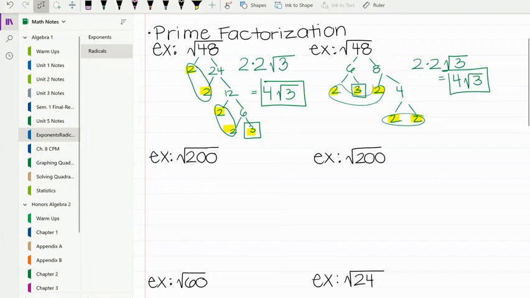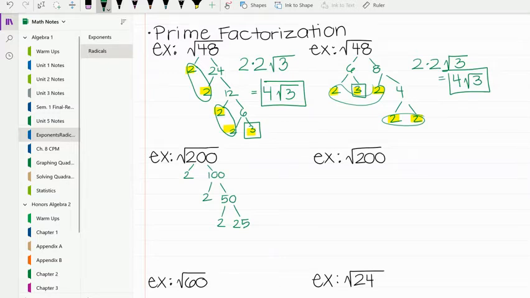Okay, looking at the square root of 200. I'm going to do it this way first. Now, some of us are like, well, why would I do the 2 method? It's just because 2 is always an easy number to start with. So that's why a lot of people end up liking this way better than this other way. So 2 times 100, and then 2 times 50, then 2 times 25. Now here's where we get stuck. There's no 2 times something that can give me 25.